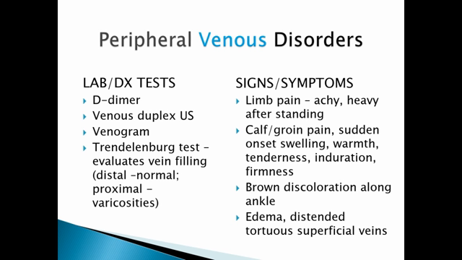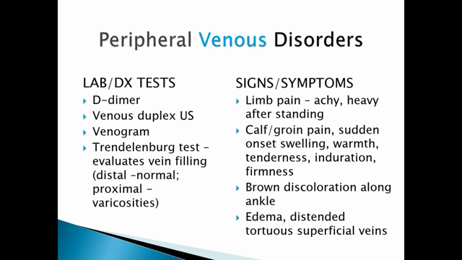So signs and symptoms of venous disorders, they also will have leg pain, limb pain. It's typically going to be a very achy, like a heaviness feeling in the extremity, and a lot of times it's after they've been standing for a while. From a clot perspective, we want to really watch calf and groin pain. If there's sudden onset of swelling or warmth or tenderness, that could be an indication of a DVT. If the tissue becomes indurated or firm, that could indicate a cellulitis growing as well.